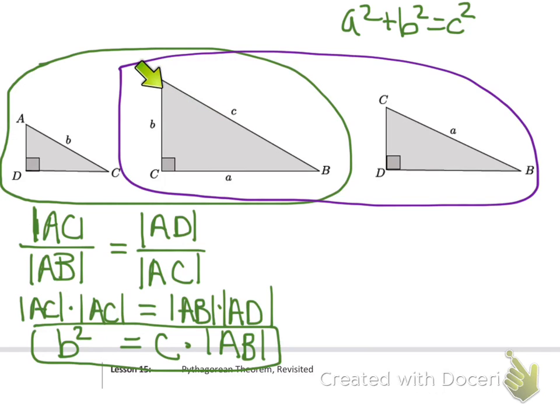So I've got length AB proportional to BC here, right? So I've got length AB and to, was it BC? Yeah, BC.